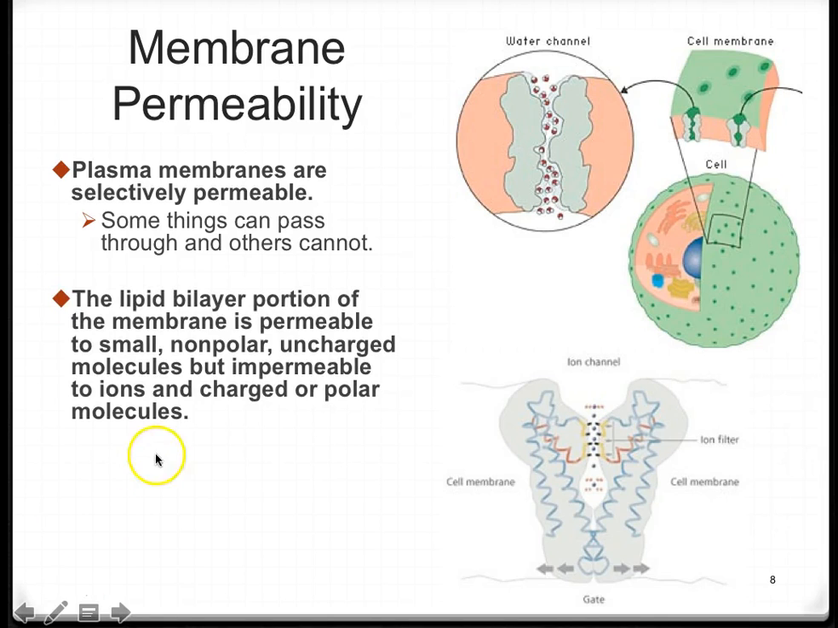So what it allows through is permeable. It's permeable to small molecules that are non-polar. So if you remember back to last lecture, they cannot be polar. They're uncharged. So like sodium and those guys can't get through. They have to have a channel. So they are impermeable to ions, charged or polar molecules.